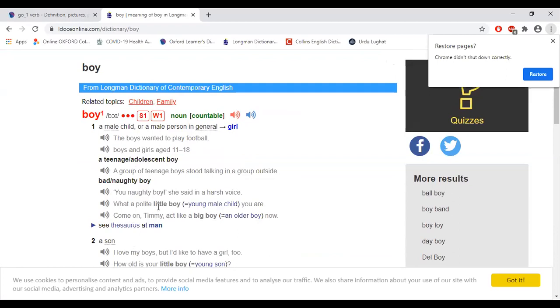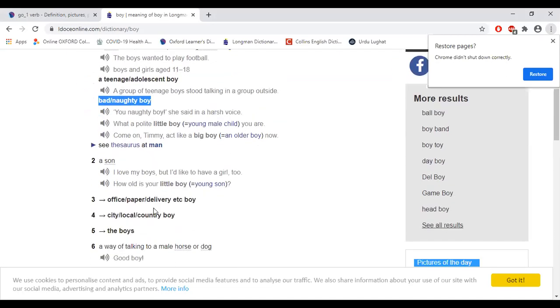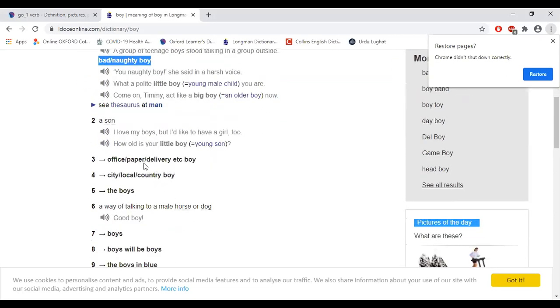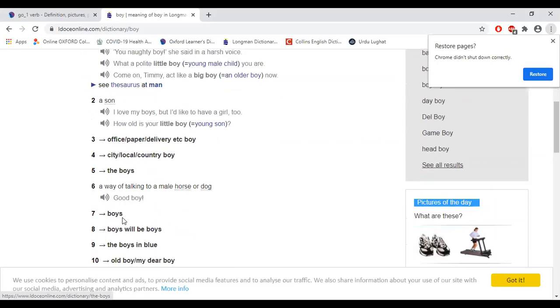Young male, little boy, big boy. So here, little is collocating with boy, big is collocating with boy, naughty and bad are collocating with boy, right? Office boy, paper boy. Here the meaning is different.